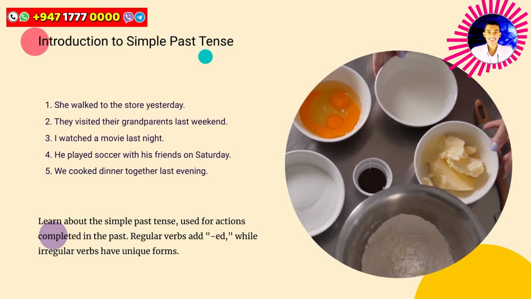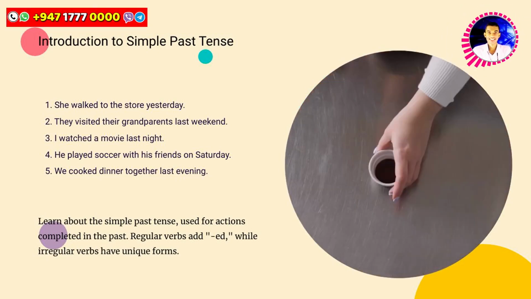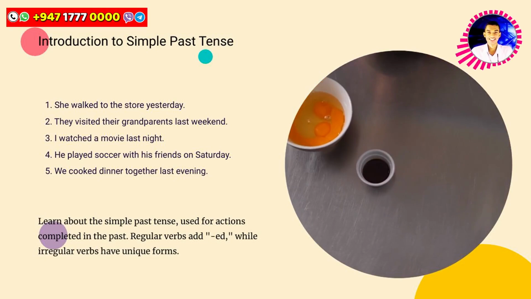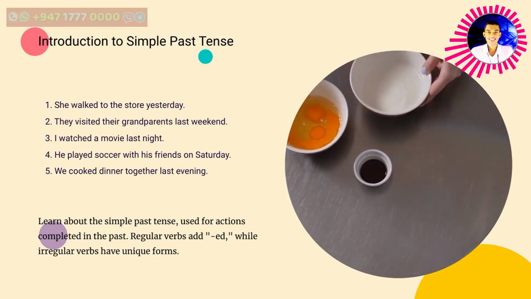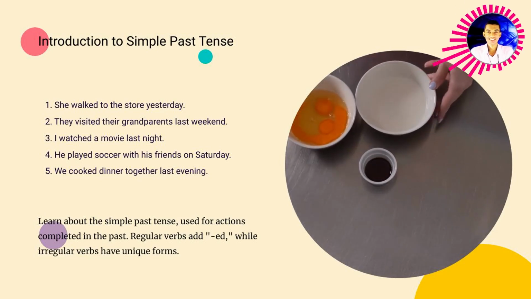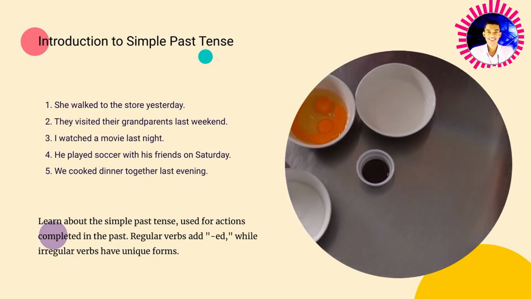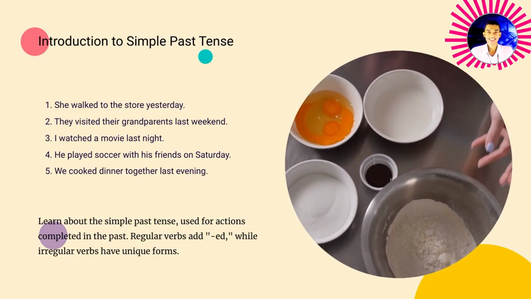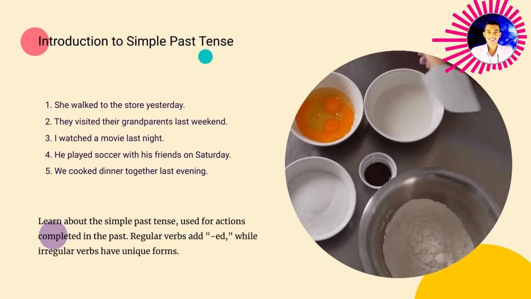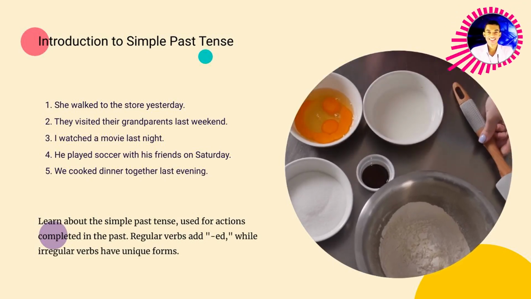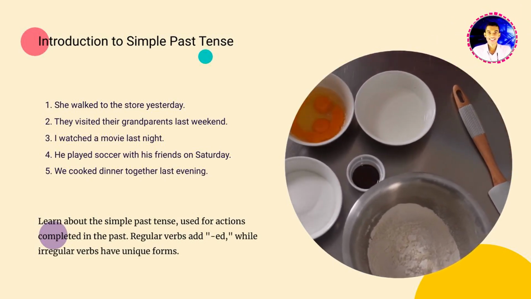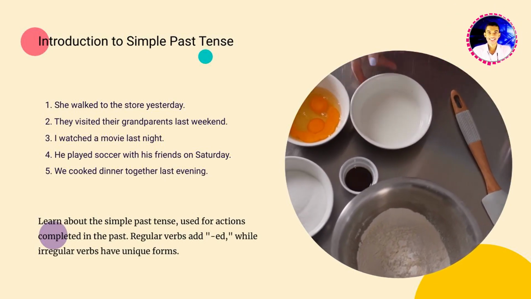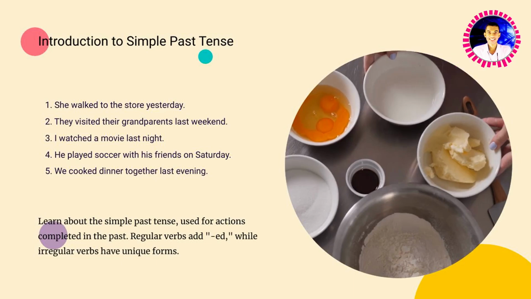However, many common verbs are irregular and have unique past forms, such as go, which becomes went. Understanding the simple past tense will help you talk about your experiences, tell stories, and describe historical events. In this lesson, we will explore how to form the simple past tense, use it in sentences, and ask questions. Let's get started.